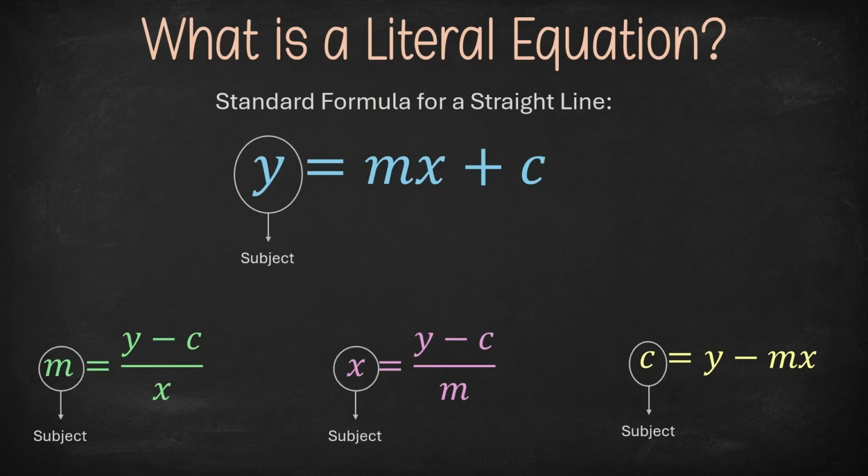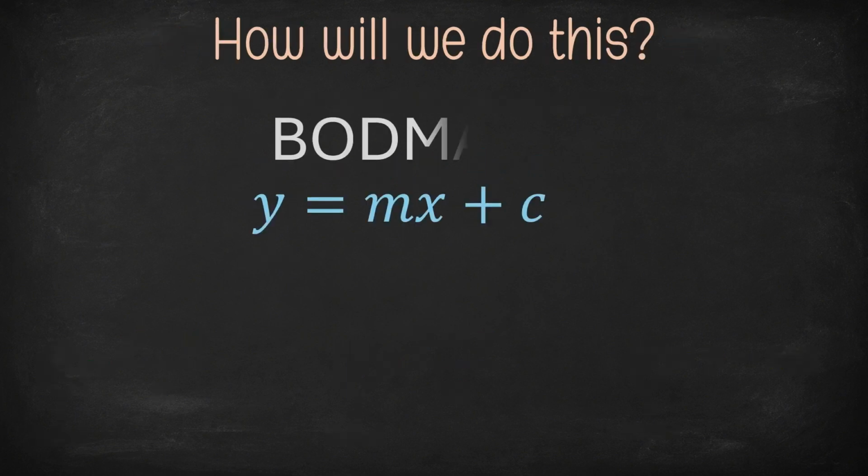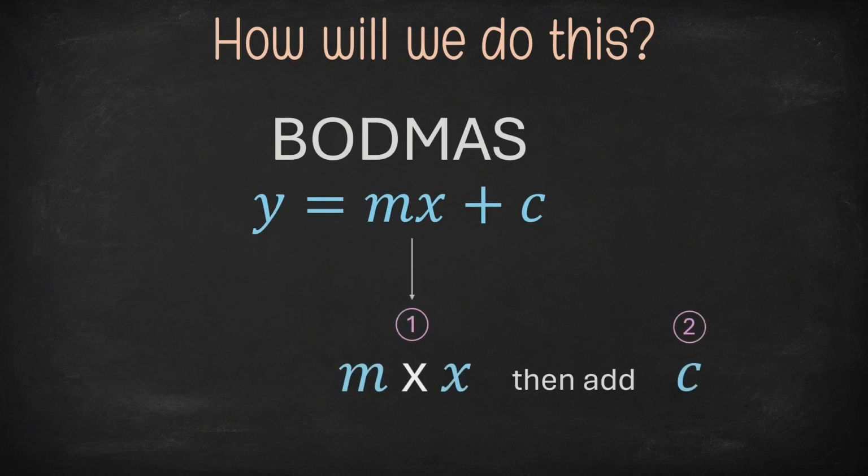When we change the subject of a formula, we can use BODMAS to identify the order in which the operations are being applied to the letter. And then we undo those operations in the reverse order using inverse operations. So let's start with a basic example.